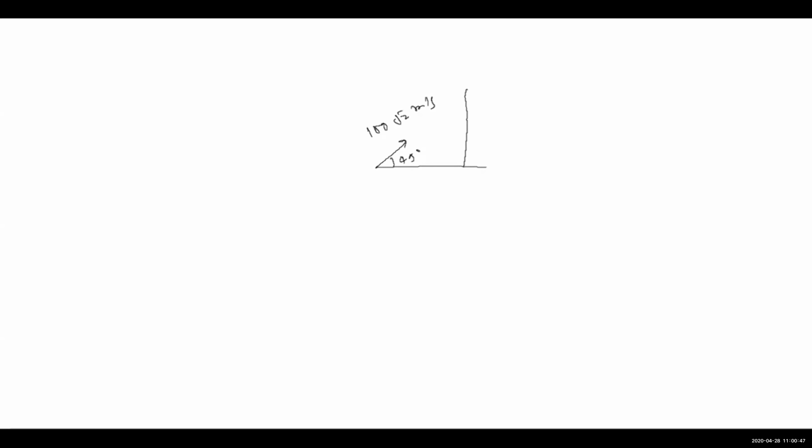Amog is throwing a ball, and he wants to hit the ball. He throws the ball at this speed and at an angle 45. The ball is at a distance, let's say 20 meters from the move. Here is the move. At what height will the ball hit?